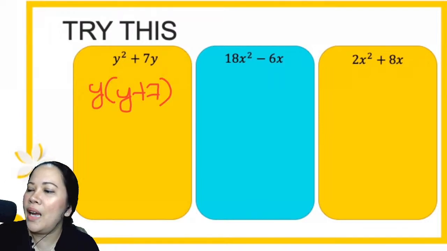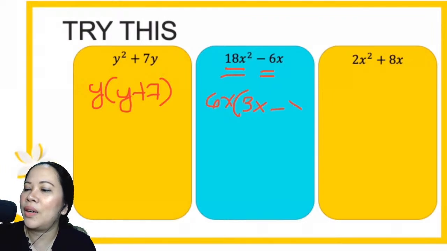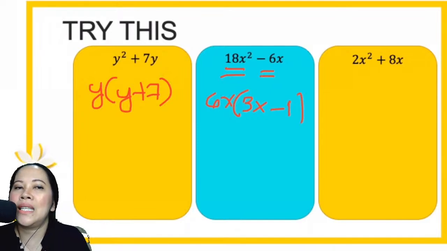Yes, that is correct. So common between 18 and 6 is 6. Yes. And then you have x. So you have 6 times 3x will give you 6x squared. And minus 1, not x. Sorry. Not x. It's 3x minus 1. Because 6x times x would give you 6x squared.